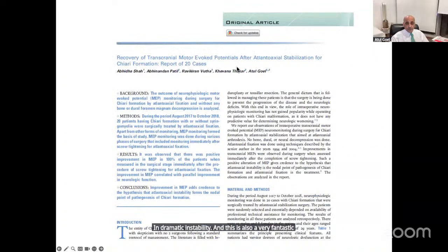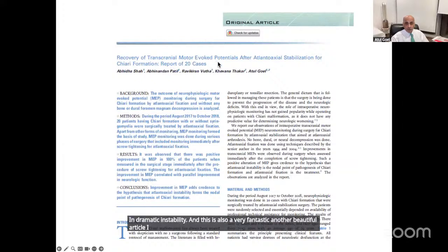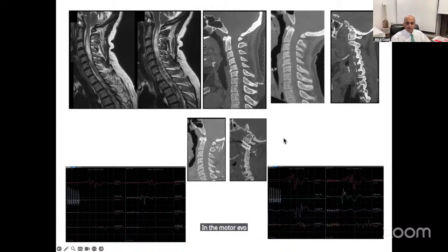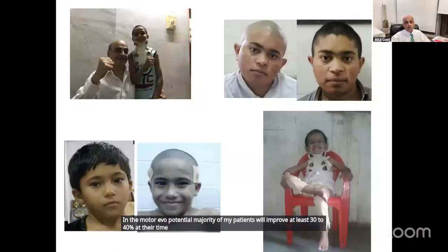Another beautiful article I wrote on motor evoked potential. You do C1, C2 fixation and recovery in the motor evoked potentials during operation. Now, this patient I had operated, and during operation, there are 40% improvement in the motor evoked potential. Majority of my patients will improve at least 30 to 40% at the time during the operation.